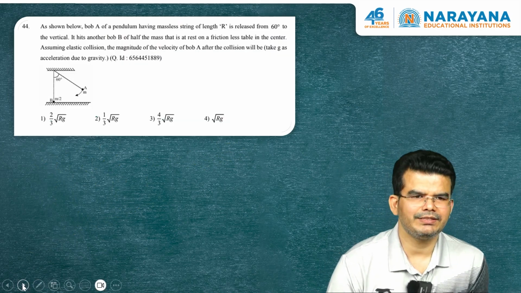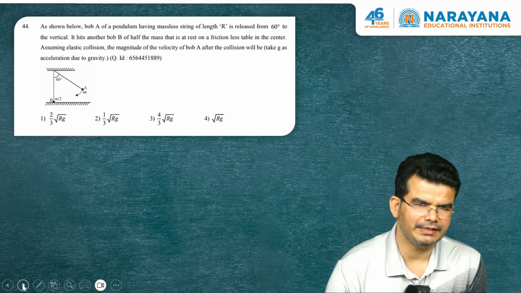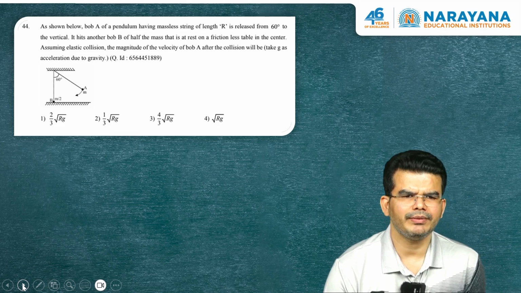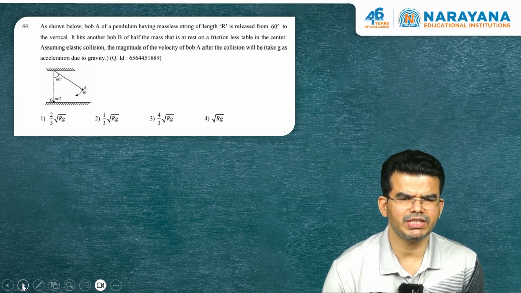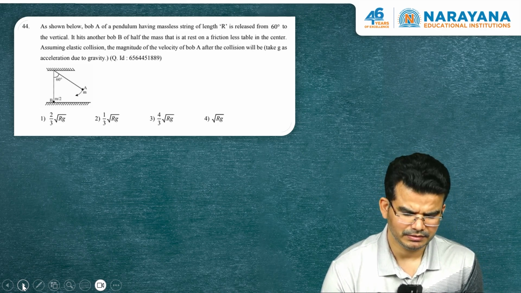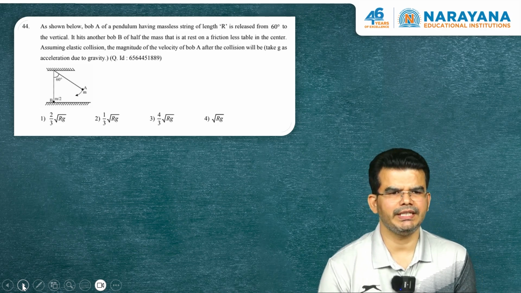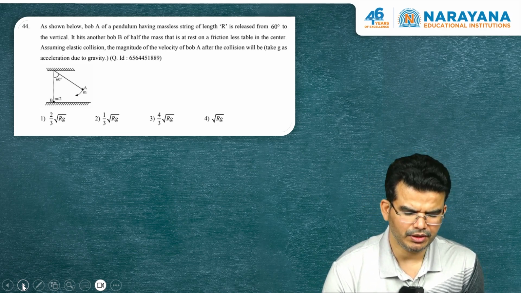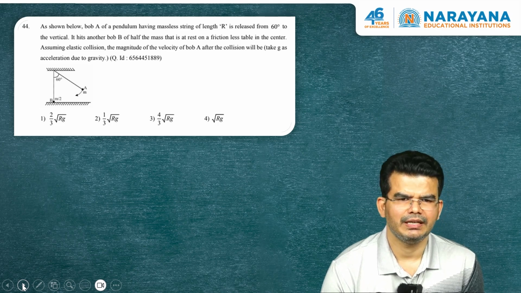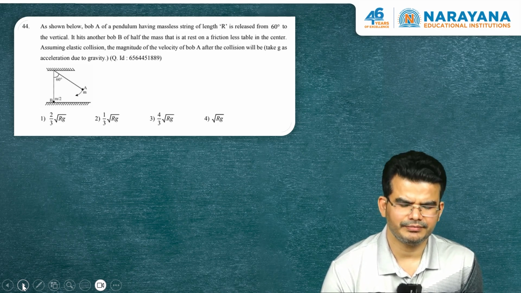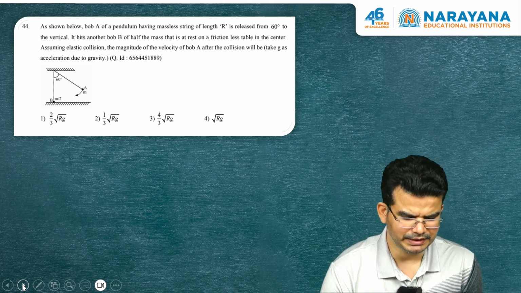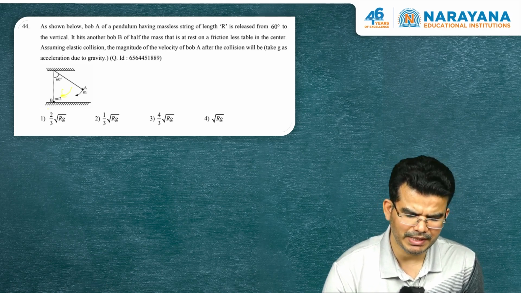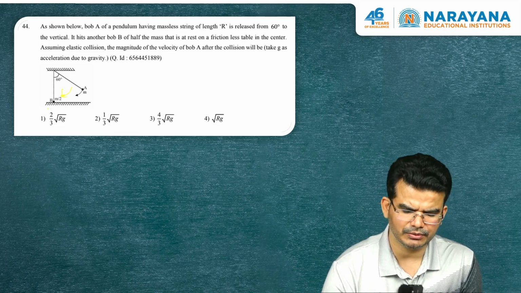Okay. Next question is, I think again from mechanics. Let us read this, we will understand what they are saying. As shown below, bob A of a pendulum having a massless string of length r is released from 60 degree to the vertical. It hits another bob B of half the mass, that is at rest on a frictionless table, in the center. Assuming elastic collision, the magnitude of velocity of bob A after the collision will be?